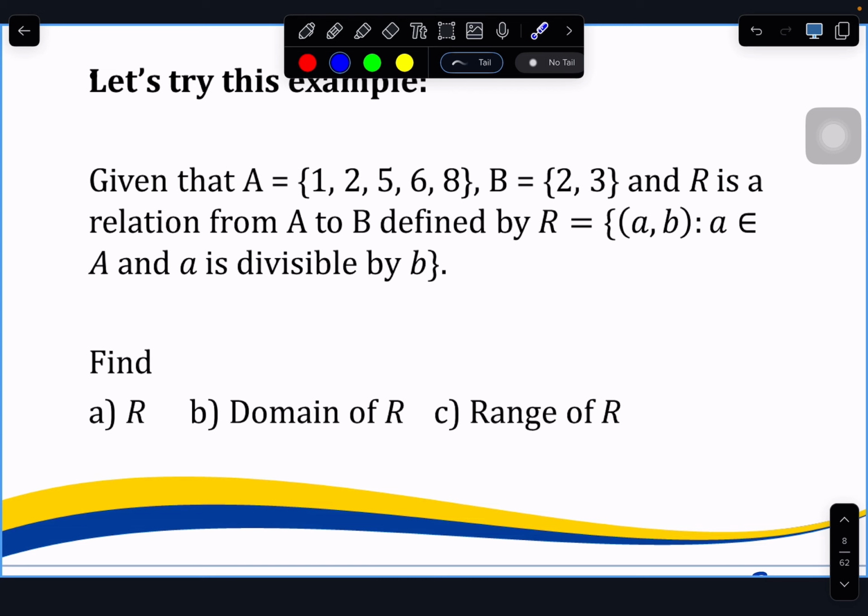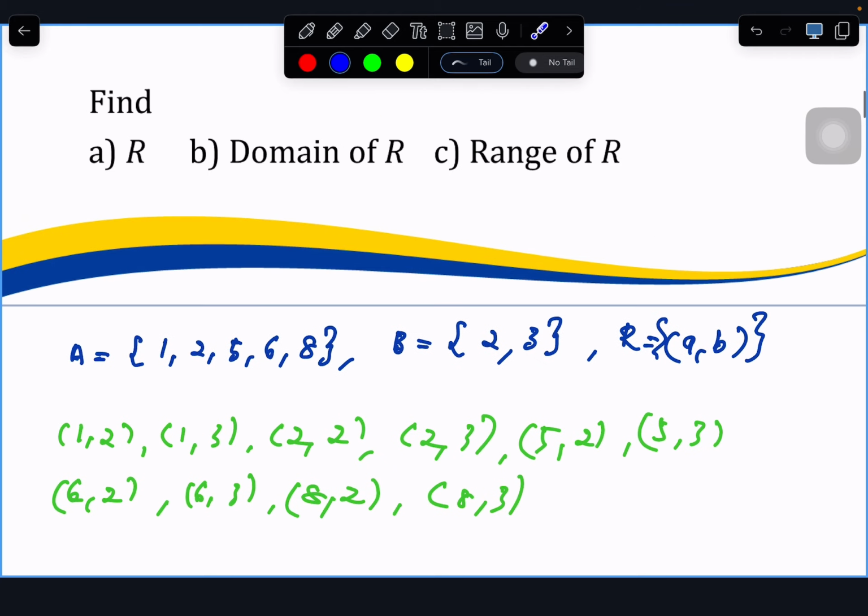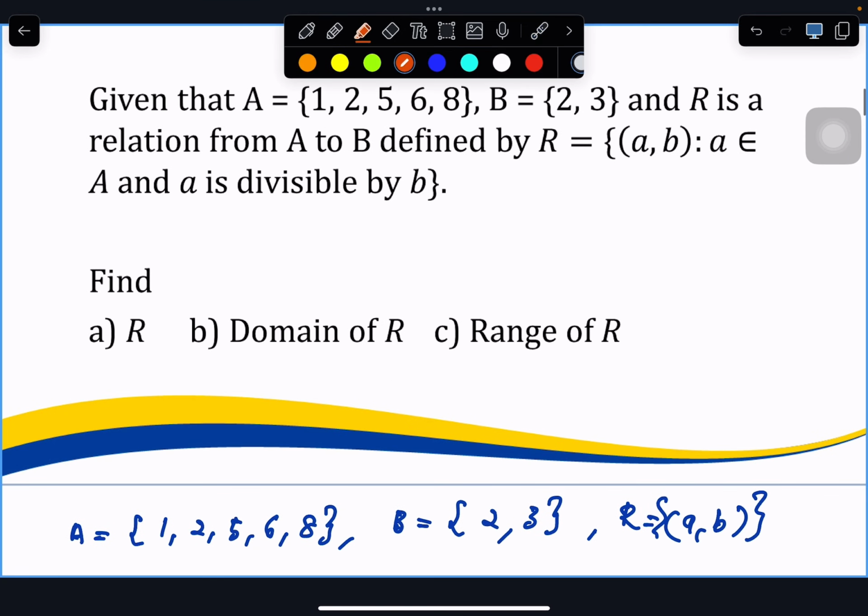A is elements of A. So basically the whole thing here, this one, this one, until this one, are from A, right? What is the condition for B? And it says here, A is divisible by B. What does it mean?